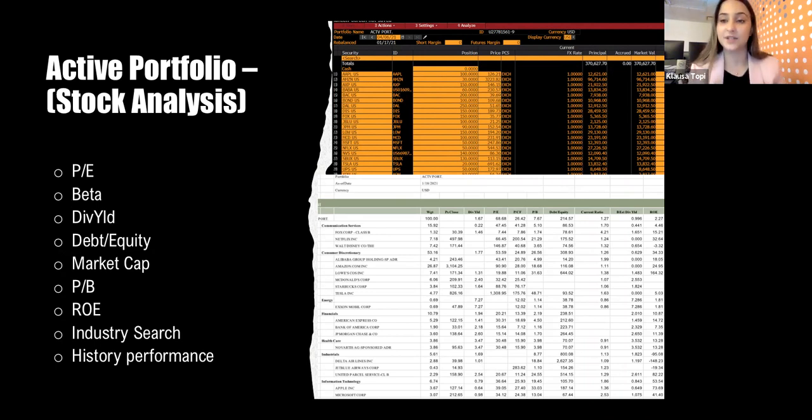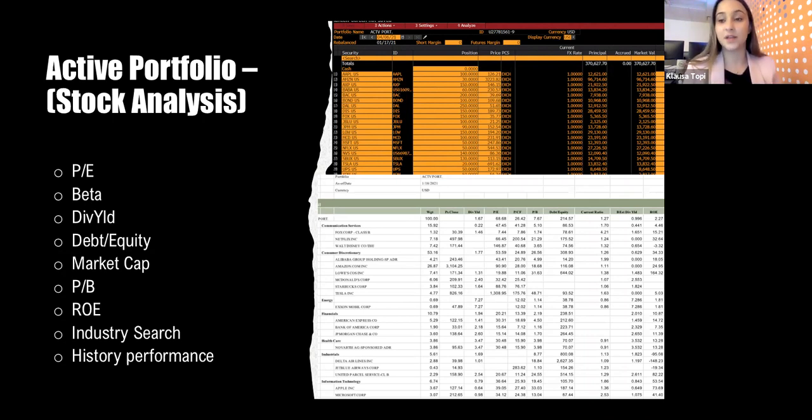And then we have beta, dividend yield, debt to equity, market cap, and return on equity, which is also another element that shows how well the company is performing, how well the company is managing its capital, but also its investors. And then we have industry research and historical performance, which are both very important in order to give a better understanding of how the company and stock performed prior, maybe in the last years, in the last decades, and what the expectations about the future are.